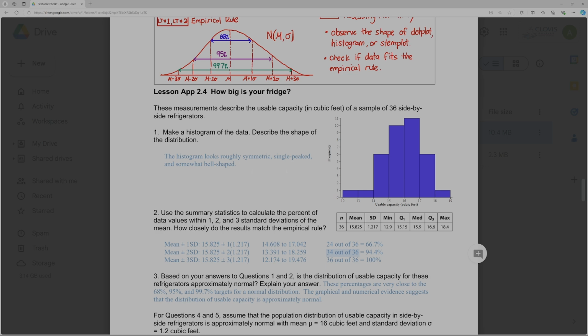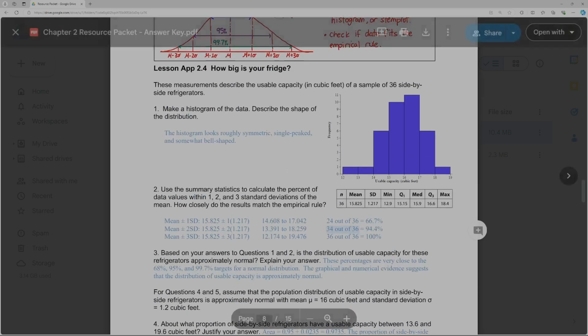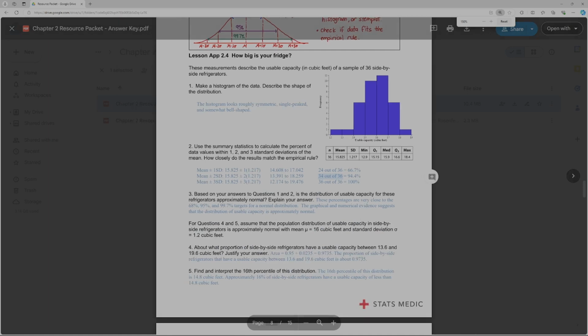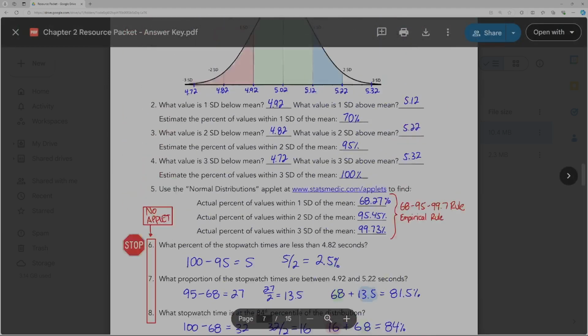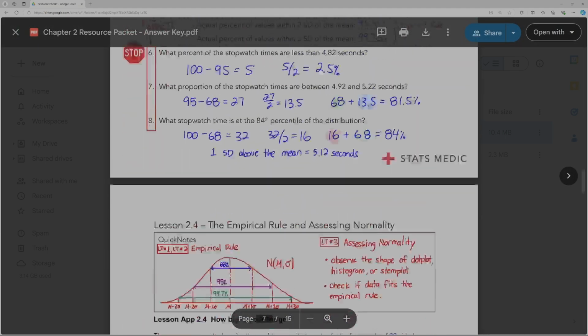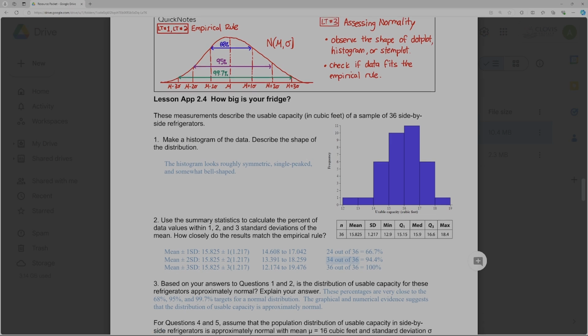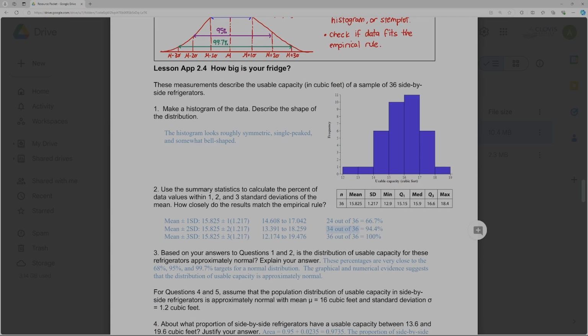Where did this data go? Is it because I zoomed in too much? It's weird. Was it in the original? No. It's weird. 14.68.